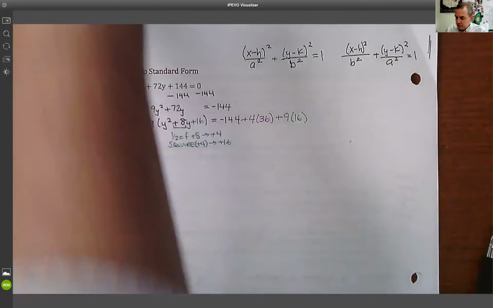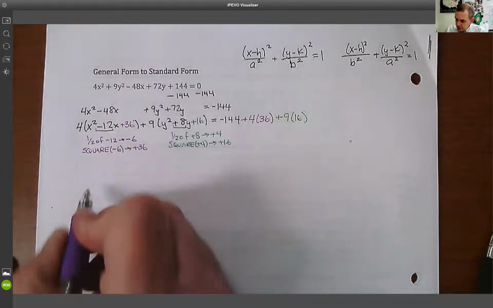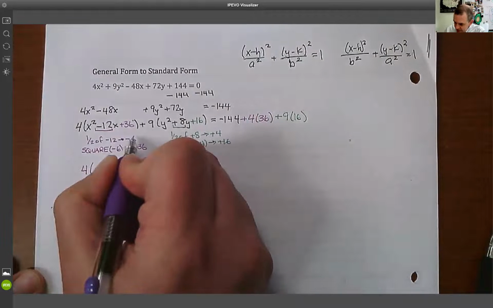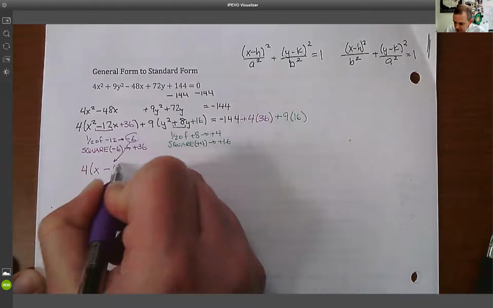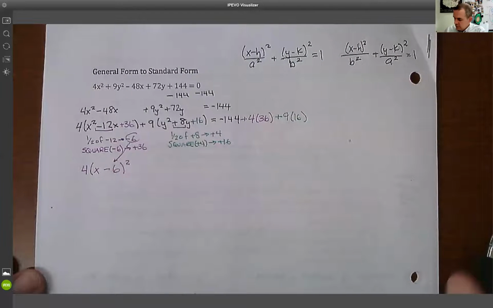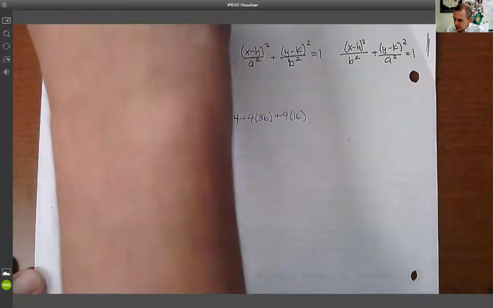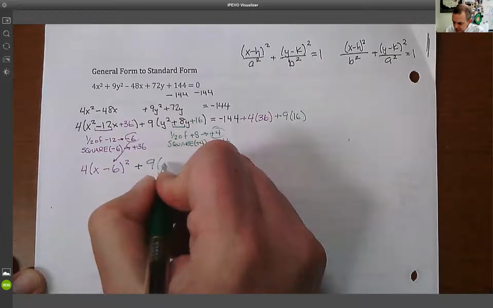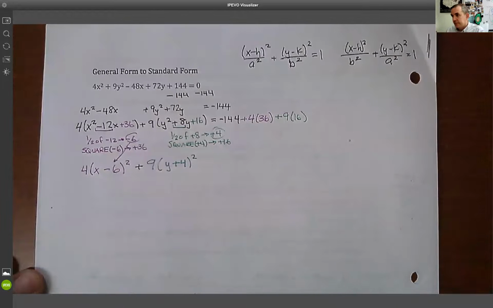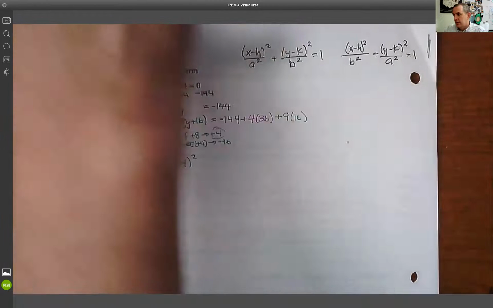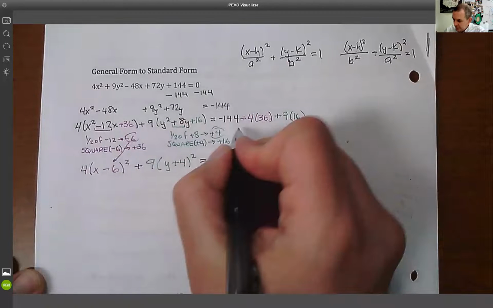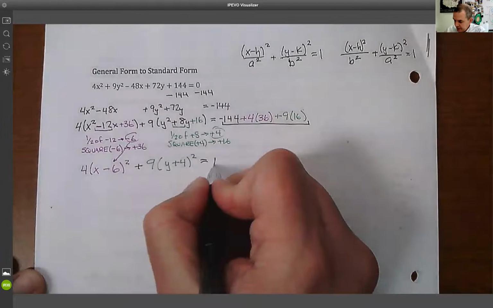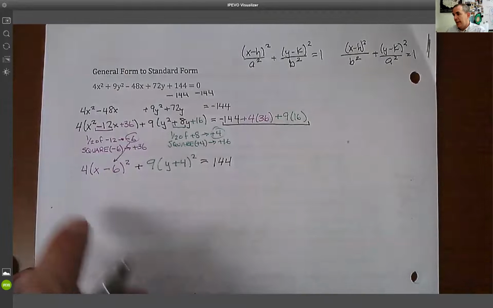Now, to complete the square, I'm going to bring down the 4 because that's out front. The way I complete the square is it's going to be x, whatever this is here. So this negative 6 comes down: x minus 6 squared, plus, bring down the 9, parentheses, bring down this: y plus 4 squared. Equals, I'm going to type this whole thing into my calculator. And when I do, I get 144. So I have it almost there.